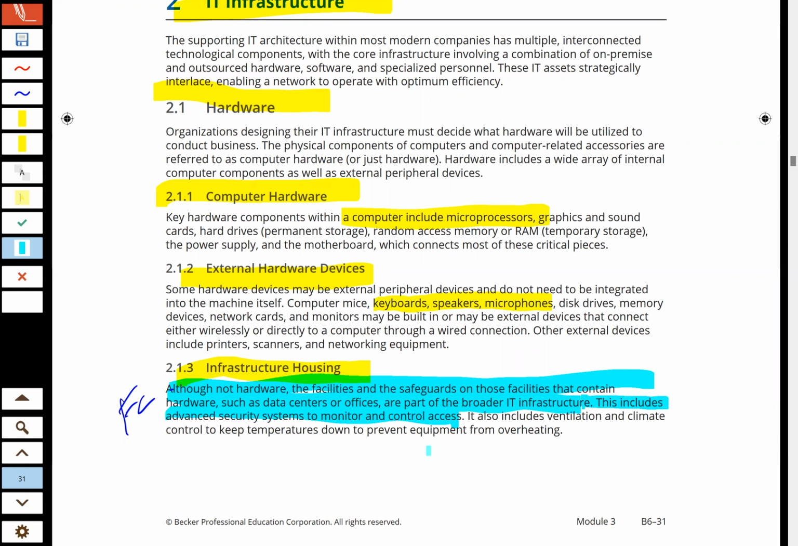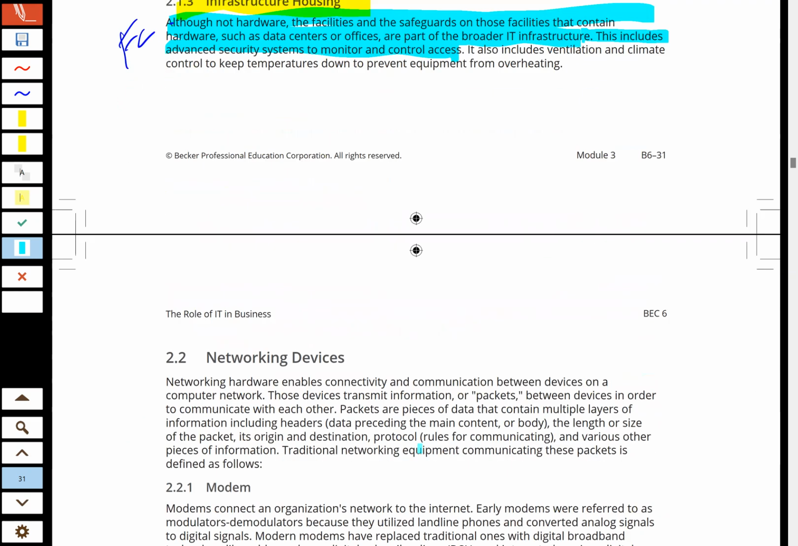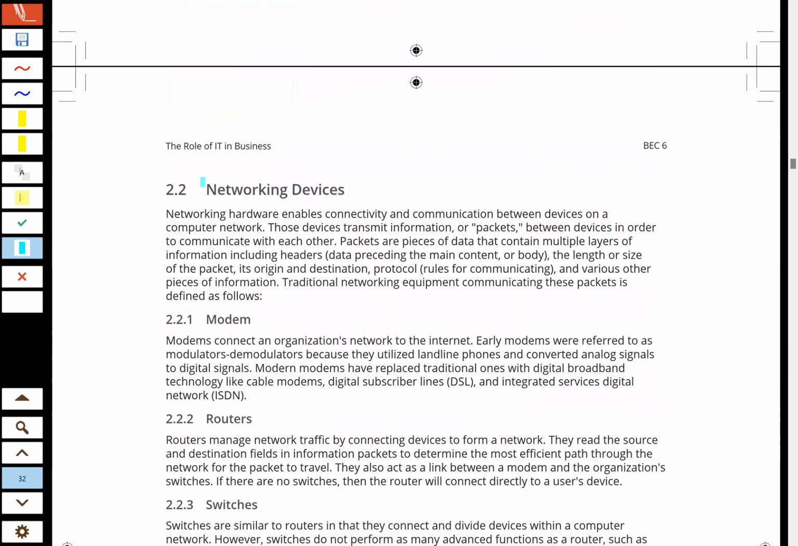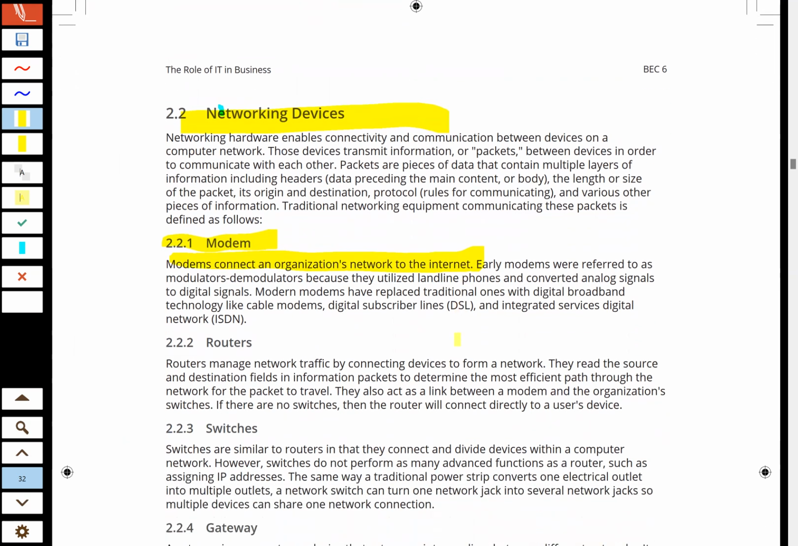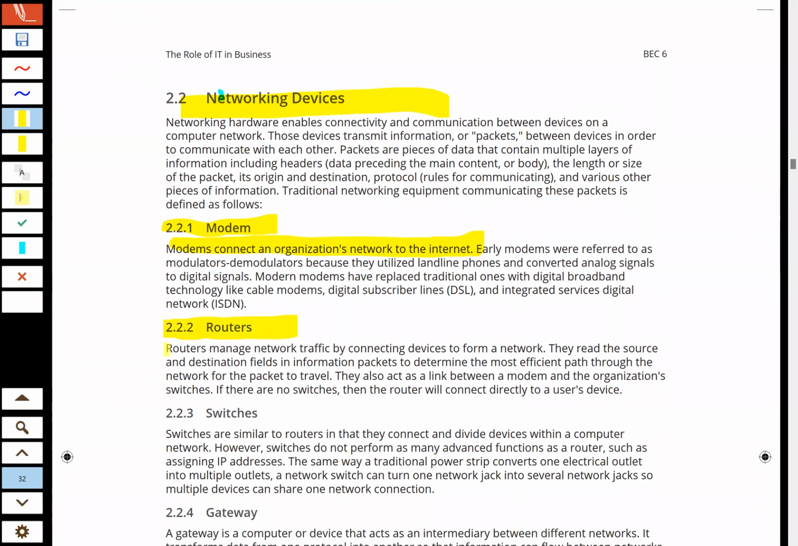Coming over to the next page here, we talk about our network devices. Again, guys, some of this stuff is probably a little too elementary, but let's take a look. We have modems. They connect an organization's network to the internet. Routers, as you probably well know, manage network traffic by connecting devices to form a network. Switches are similar to routers, and they connect and divide devices within a computer network.